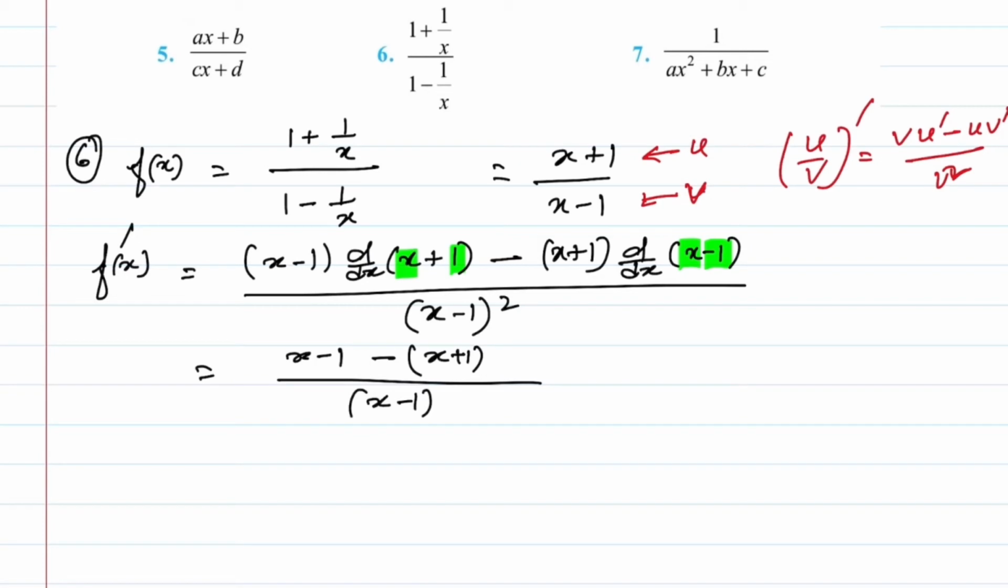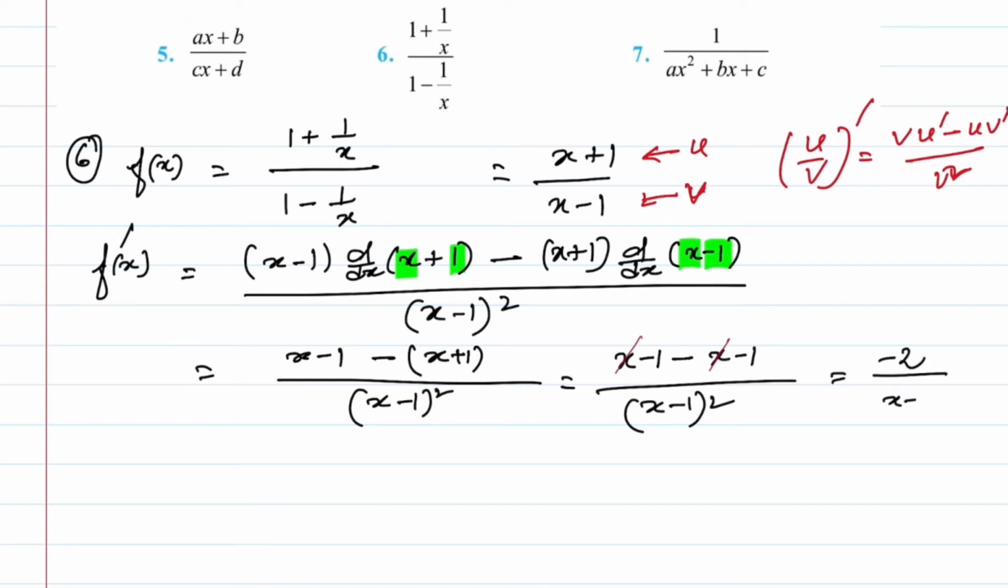Now keep it x minus 1 whole square. x minus 1 minus, it is going to be minus x minus 1, over x minus 1 whole square. So here you can see minus x plus x cancel, minus 1 minus 1 is minus 2, so minus 2 by x minus 1 whole square. So this is our result.